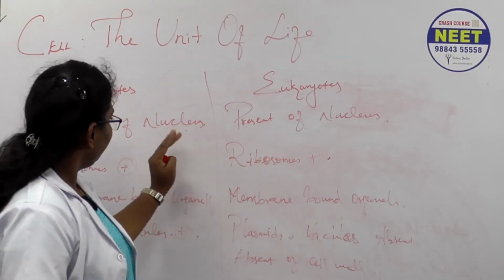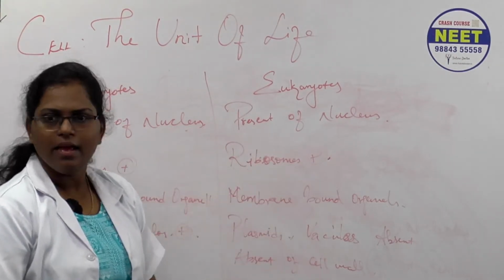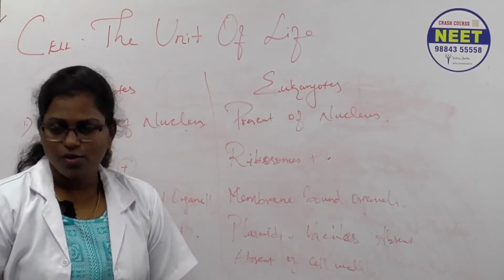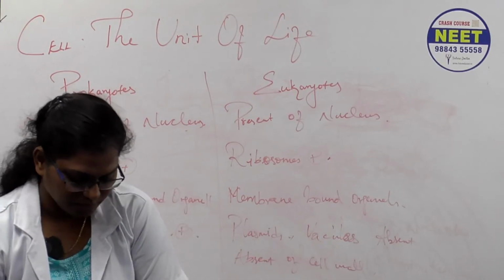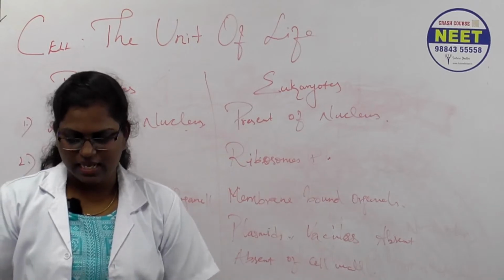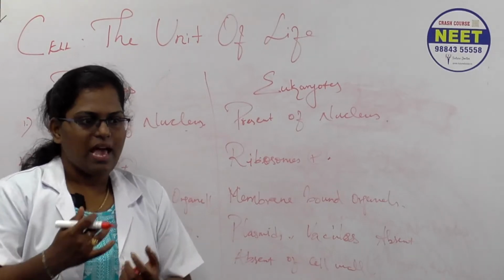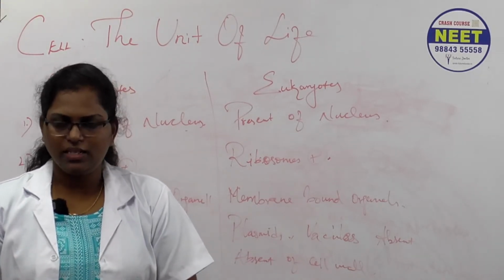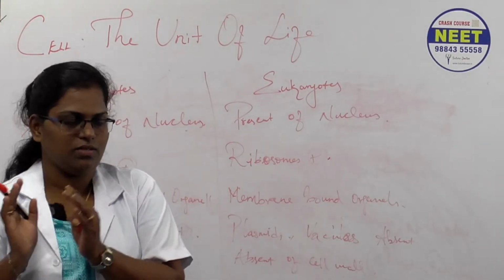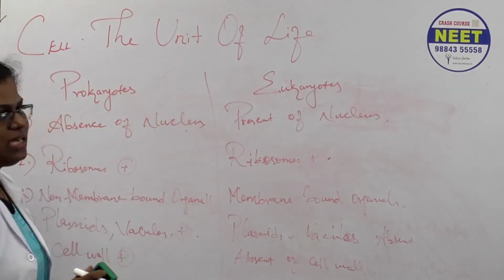So if you are thorough in this differentiation, you will be able to answer many questions regarding prokaryotes and eukaryotes. Can you all understand, children? Okay. If you have any doubts, please ask me. So let us now look at individual cell organelles to understand their structure and function. Next we are moving on to the cell membrane.